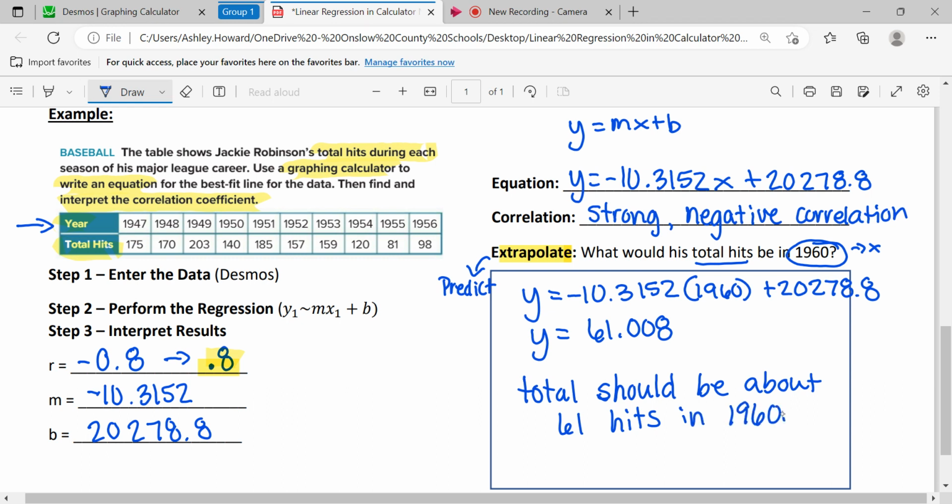This is an approximation. This is kind of a guess. We used that line of best fit. We plugged in the number they wanted us to find specifically and calculated it. So make sure you have all of that copied down.